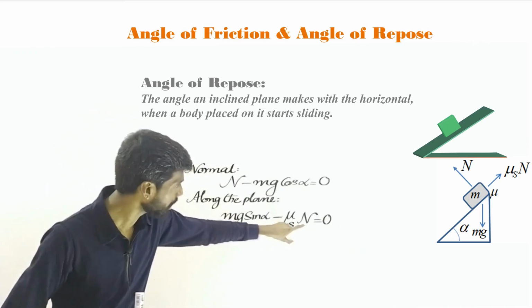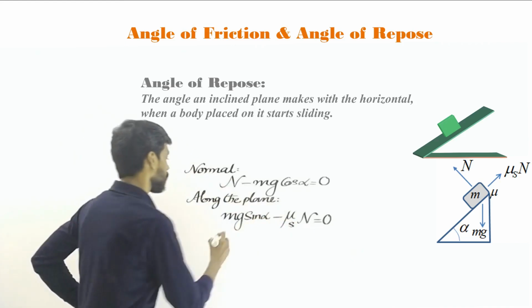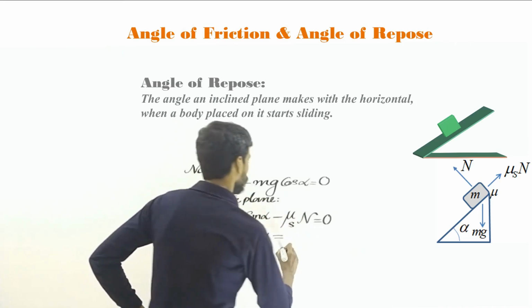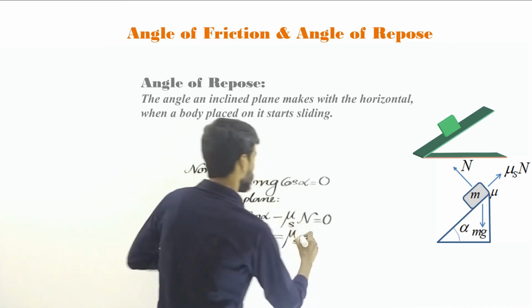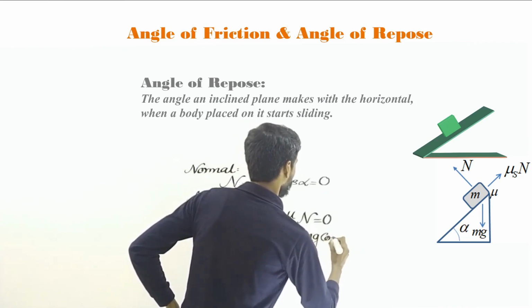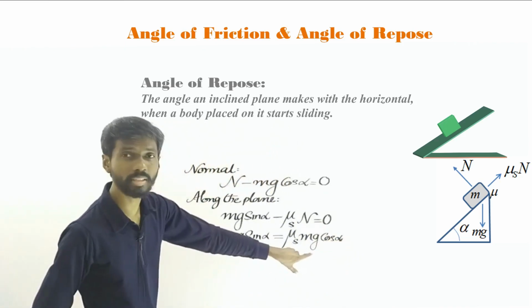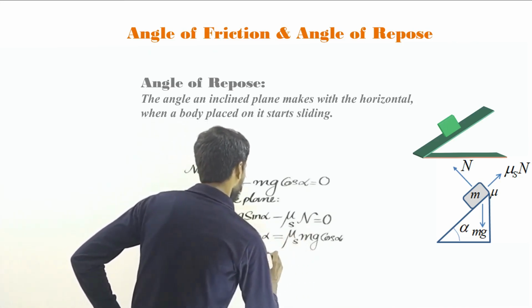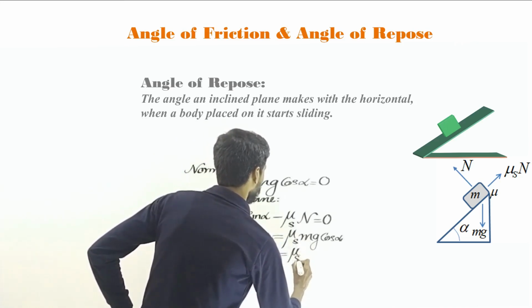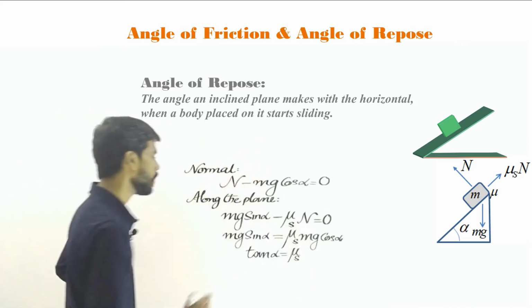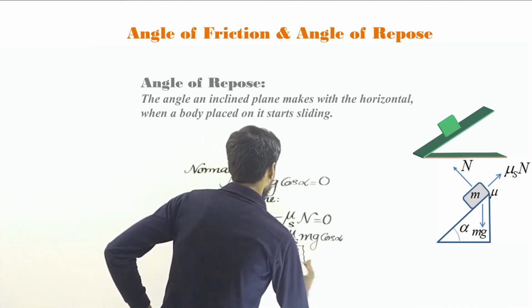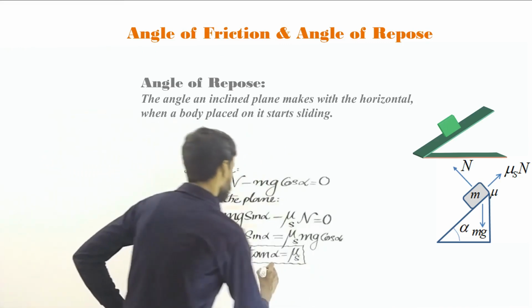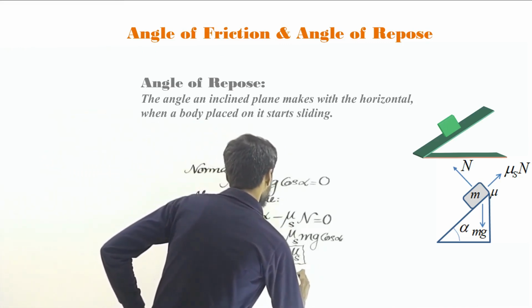Now this normal force is already found, so it can be substituted. mg sin alpha equals mu s times the normal force, but the normal force is mg cos alpha. So mg gets cancelled, and we get sin alpha divided by cos alpha, which is tan alpha. So tan alpha equals mu s. This is the formula for finding the angle of repose. We can say that alpha equals tan inverse of mu s.